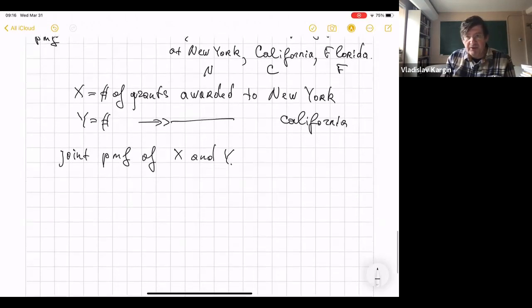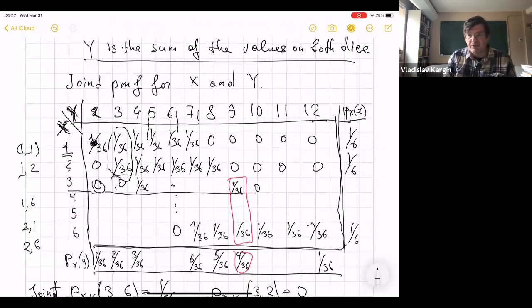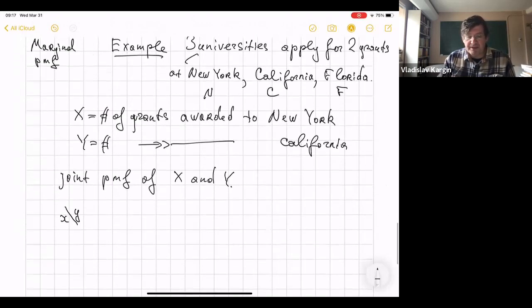We can write a formula for this, but in this case the number of outcomes is small, so it's easier to represent it using a table, as before. Here we have X, and this is the values for random variable X, and this is the values for random variable Y. Maybe I should write it as X small and Y small, the possible values for random variables X and Y.